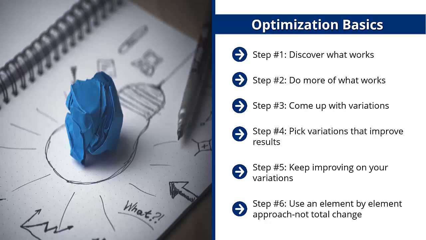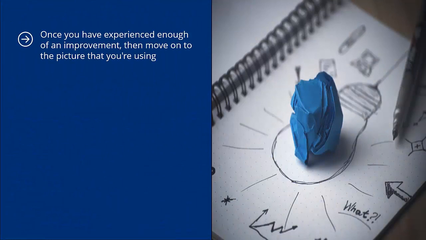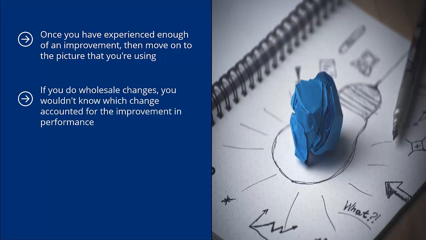When making variations, vary one element at a time. For example, if you're buying traffic using ads on Facebook, don't just swap out the ad totally. Start with changing the headline. Once you have experienced enough of an improvement, then move on to the picture that you're using. Then after that, change the summary link or the description. Whatever the case may be, make changes on an element-by-element basis instead of swapping out the whole thing at one time. If you do wholesale changes, you wouldn't know which change accounted for the improvement in performance. You need to do element-by-element modifications so you can pinpoint which change turbocharged your results.